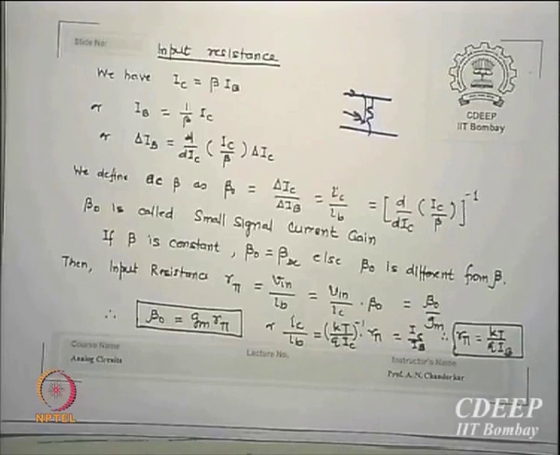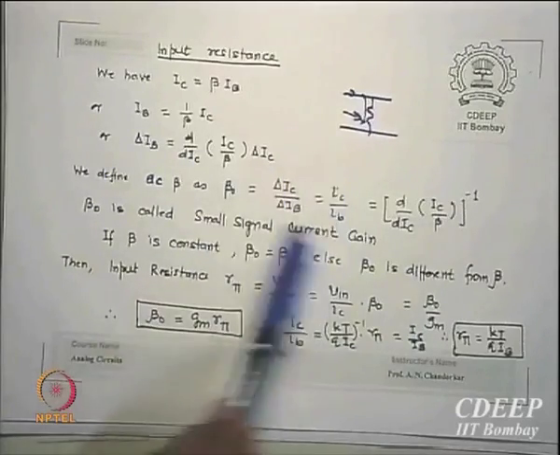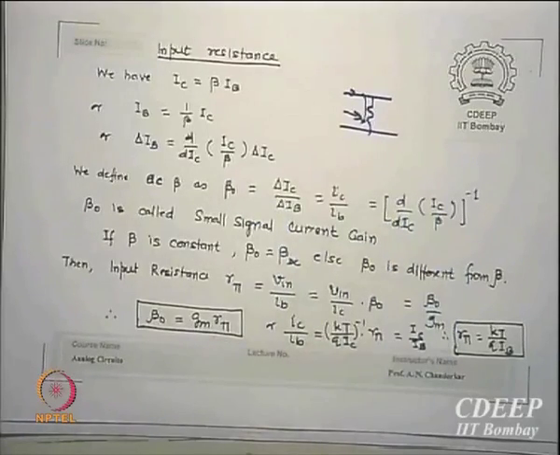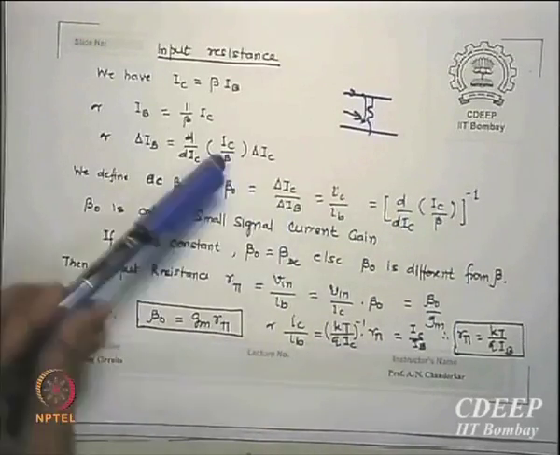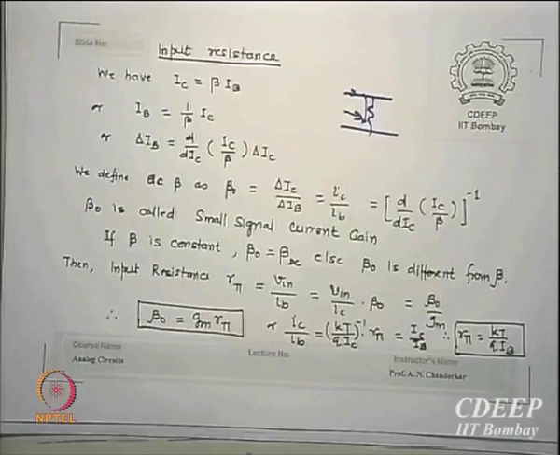This is DC beta. If I now substitute in this equation, I get IC by IB, which is beta 0, delta IC by this. However, in this differential, if DC beta is constant, please look at the case I am saying. If DC beta is constant, this beta can come out. Is that a differential? It will not be useful. Then this will be 1. So what is it trying to say? AC beta is equal to DC beta if DC beta is constant.